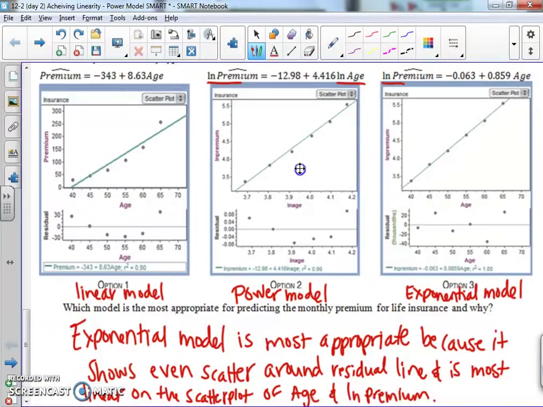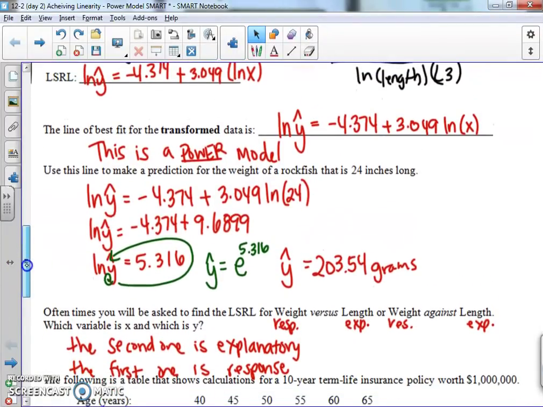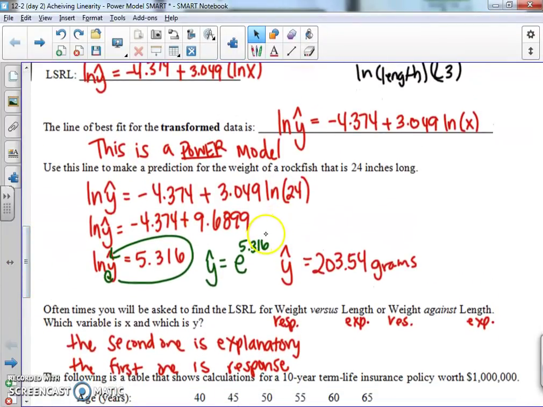So know the difference between these models and know how to predict from each type of model, know how to plug in the formulas and do the wraparound method if you need to. So know how to predict for a power model, know how to predict for an exponential model, and know how to find those residuals.